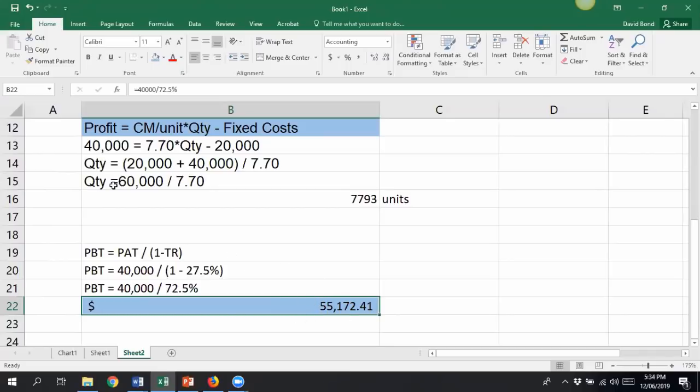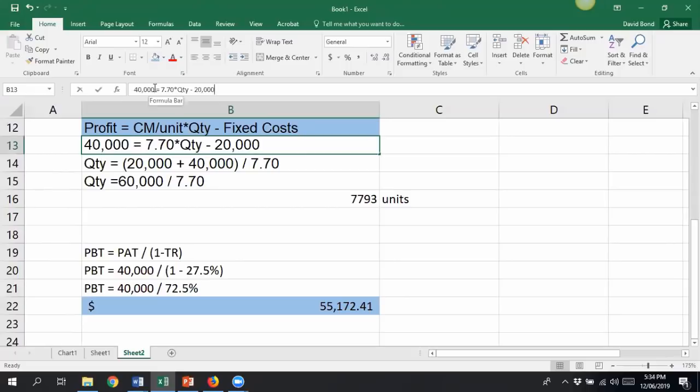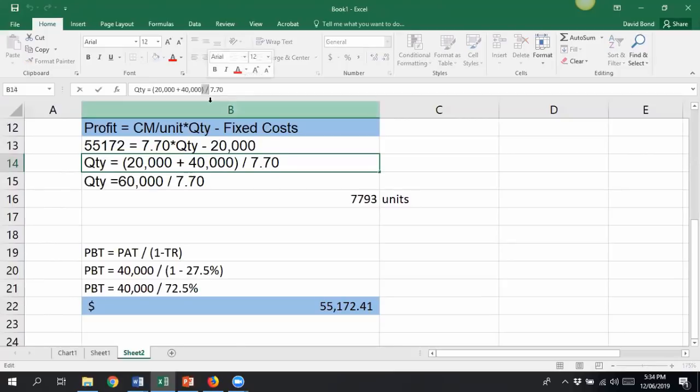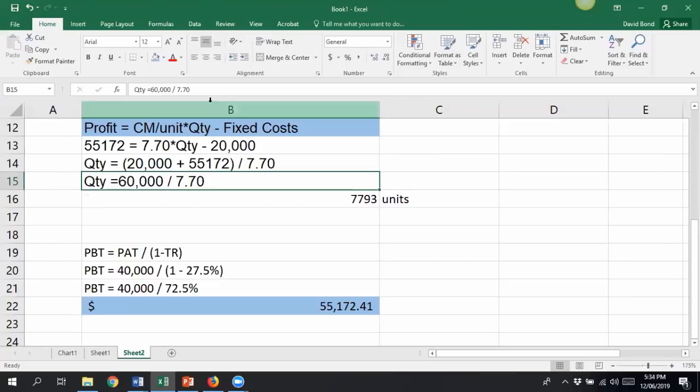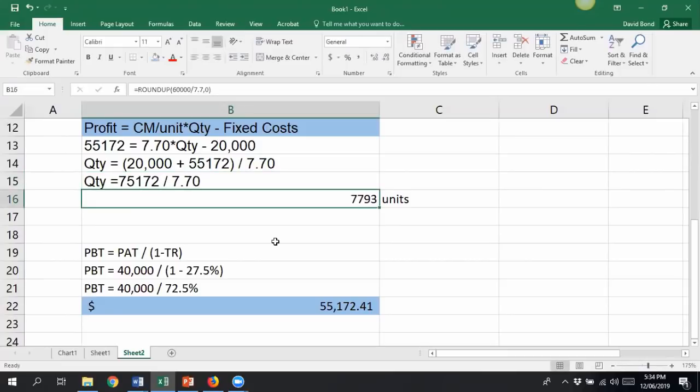But if you've got that number, then all you do is you just replace it in. 55,172. That leaves you to, what is it? 75,172 equals 75,172 divided by 770. Round it up.